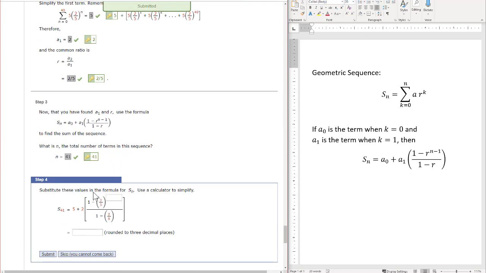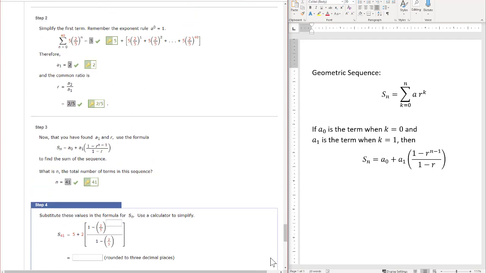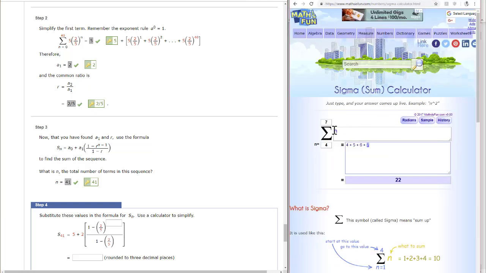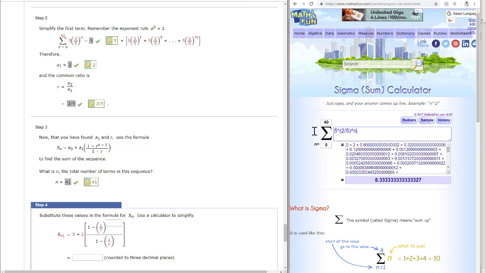Now imagine if you were to type this sequence up. I suppose if we take out our calculator, we have our summation calculator here. We can start with 0 to 40 of this complicated sequence. It's not that complicated. It's 5 times 2/5 raised to the nth power. So we're going to get something like 8.3333, and then there's a 27 here. So we're going to get this number.